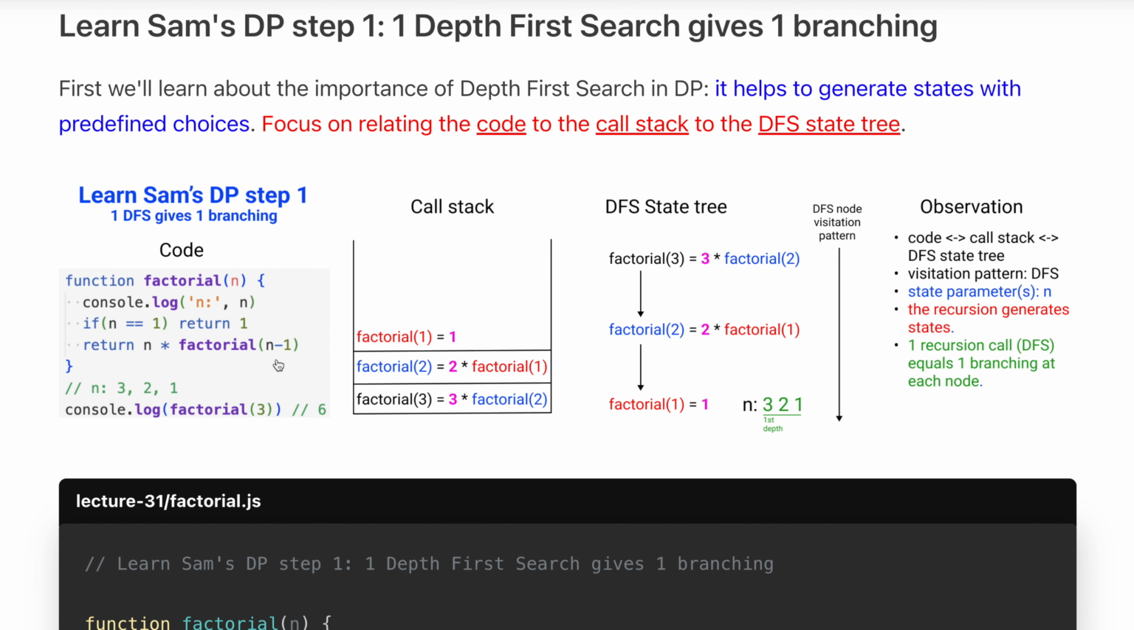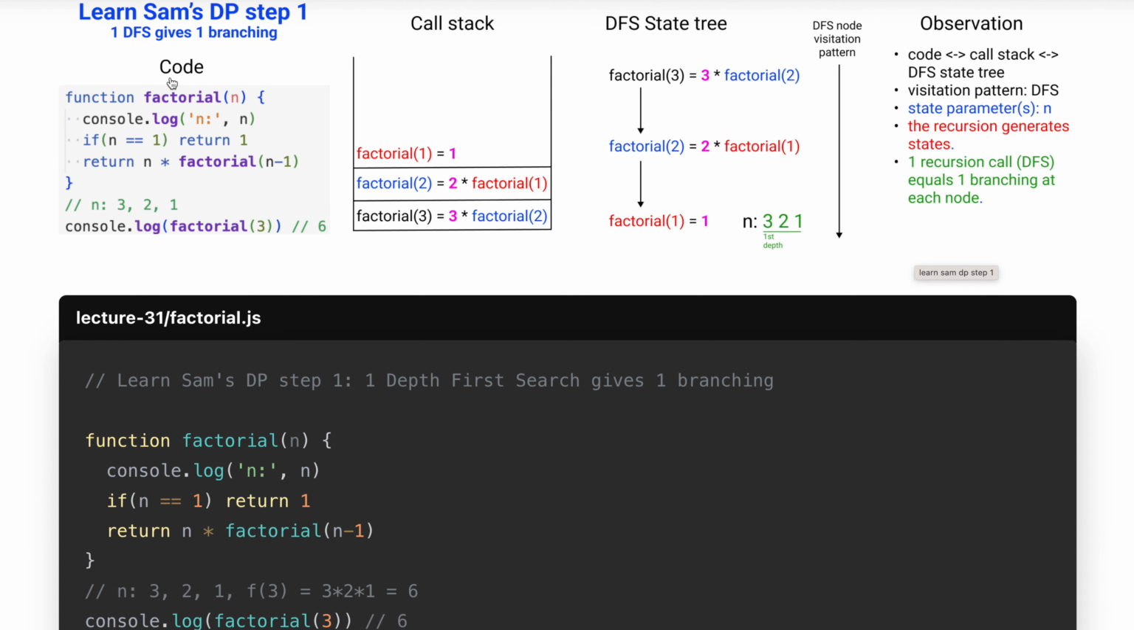And when looking at this example, try to focus on relating the code, how the codes look like, with how the code stack look like, and how the depth first search tree look like. With that in mind, let's start looking at our first example, factorial. So in this example, we're gonna learn that one depth first search gives us one branching.